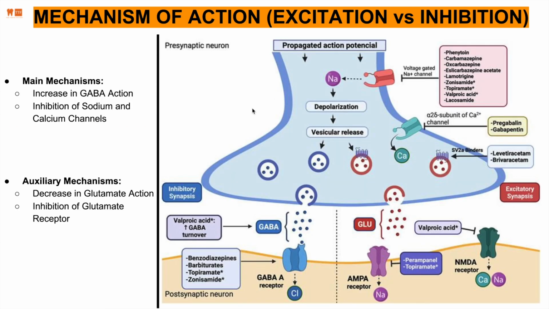But let's talk about each drug individually, or each class of drug individually. So the main mechanism we've learned so far is to increase GABA action, right? And to inhibit the sodium and calcium channels. The auxiliary mechanisms will be to decrease glutamate action, as well as inhibiting any glutamate receptors.